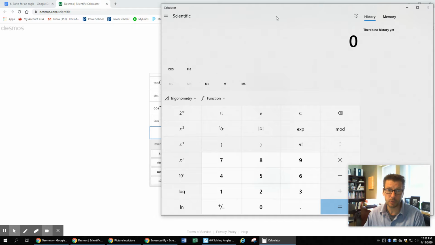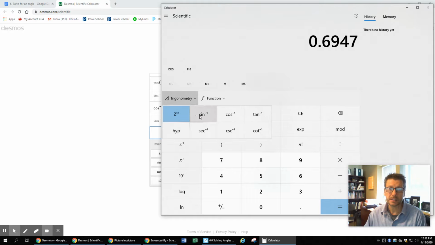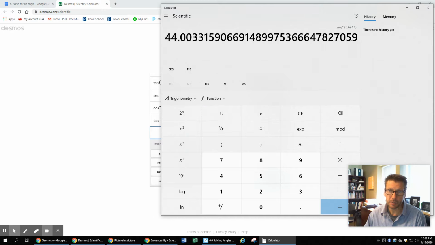Now, the other challenge with this calculator is that I need to put the ratio in first. For my sine ratio, I'm going to put in 0.6947. So I put my ratio in this time, and now I go to my trig, and I still have second turned on, sine ratio. You can see up in the corner, it says sine minus 1 now, 0.6947. So my answer is 44 degrees in all these decimals. We always round things off to a whole number for degrees, so 44 would be the answer.